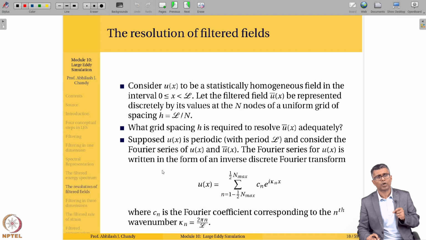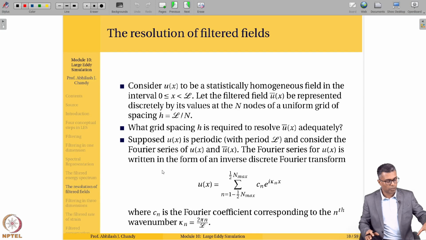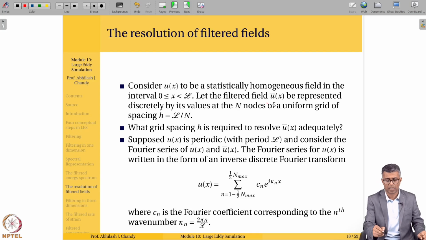So now, if I want to talk about the resolution of the filtered fields, here a little bit of strategy comes into play as to what my velocity field is going to look like and how many modes I am considering, as in how many wave numbers. We did the same thing for direct numerical simulation. So we took u of x to be a statistically homogeneous field. We have a box from 0 to L. And if you have a filtered field, u bar, represented by discrete values on N nodes of a uniform grid that has a spacing L over N, your grid spacing is h, which is equal to L over N.